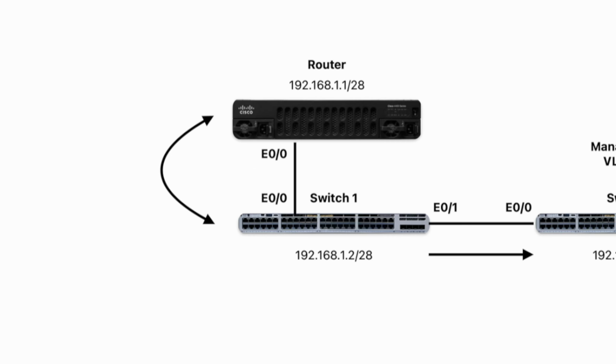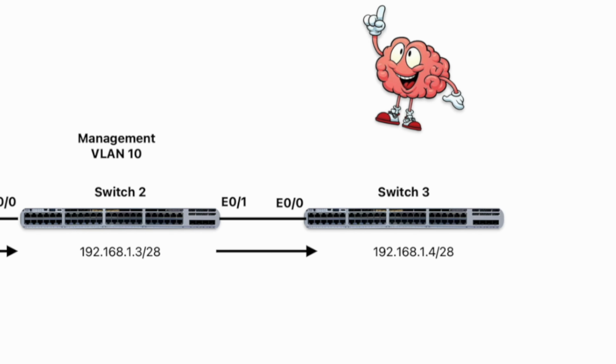All right, so let me break it down for you. The first thing we're going to do is configure the router with the corresponding IP address. We're also going to jump into switch number 1. We're going to configure VLAN 10 on the VLAN database, and then configure the interface VLAN 10 with the corresponding IP address. Then we're going to jump into switch number 2 and switch number 3, and do exactly the same thing we did in switch number 1. We're going to configure VLAN 10 on the VLAN database, and also configure the interface VLAN 10 with the corresponding IP address.